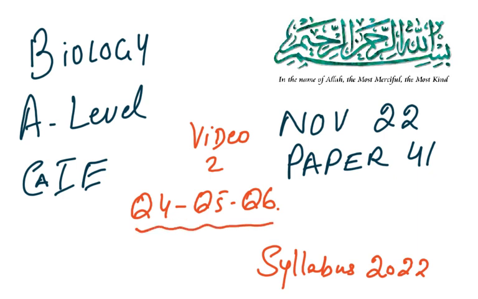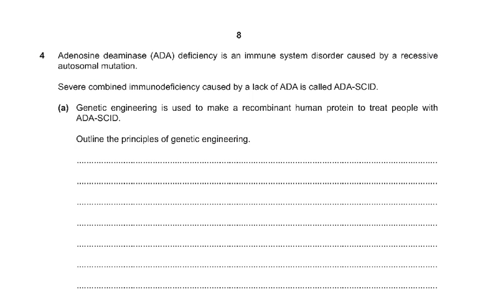Another video on the November 22 paper 4.1, and in this we're going to be discussing question 4, question 5 and question 6. Now we start with question number 4. Adenosine deaminase (ADA) deficiency is an immune system disorder caused by a recessive autosomal mutation. Autosome means the body chromosomes, not the sex chromosome, which is the 23rd pair. So they are on one of the 22 pairs which control the body characters. So those are called autosomes. Severe combined immunodeficiency caused by a lack of ADA is called ADA-SCID.